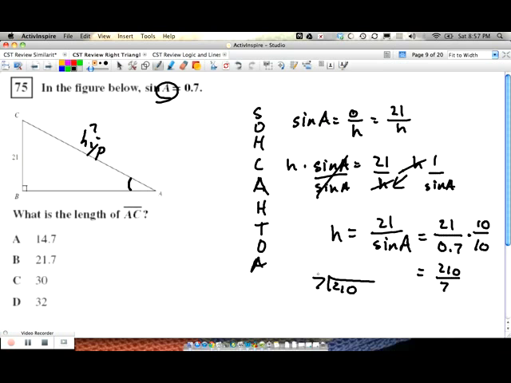210 divided by 7, let's see how many times 7 goes into that. 7 and 21 is going to be 3 times in. That brings 21. Old long division has never failed us. Looks like it went in 30 times. The answer would be C.